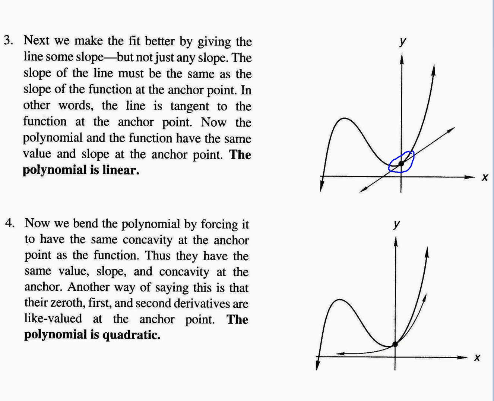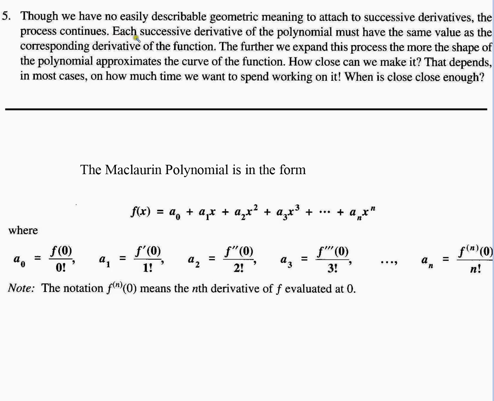So now we have an even greater area where our Maclaurin polynomial is pretty close to this function, and maybe it even goes further where it's not that far off. And so that's the idea behind a Maclaurin polynomial: we take our horizontal line guess, then we change the slope so it looks a little more like it, then we change the concavity. And for the next ones, we don't have an easily describable geometric meaning to attach to other derivatives, but the process continues. So the more derivatives you work with, the better your estimate will be on your polynomial.